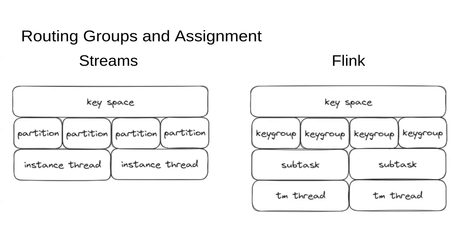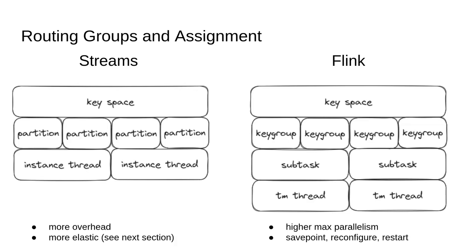On the Flink side, it partitions its key space into what it calls key groups. And during job planning, those key groups are mapped to subtasks. And then those subtasks are, at runtime, given to a thread, and the thread actually runs the subtask. Practically the same thing is happening on both sides here. But there's one important difference: key groups are more logical. The only place they're really materialized in the system is in the savepoint file structure. Otherwise, it's just a logical routing table.